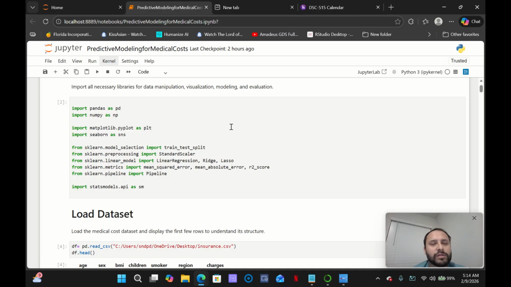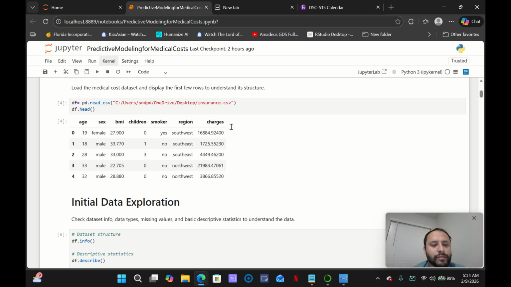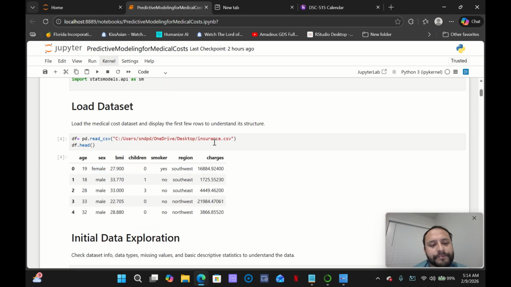I'm going to summarize my analysis and findings on predicting medical insurance charges using regression models. The dataset consists of patient demographics, lifestyle factors, and medical costs. Our objective was to build a model that can accurately predict insurance charges and identify key features that influence cost.